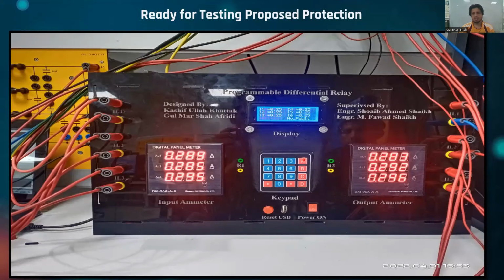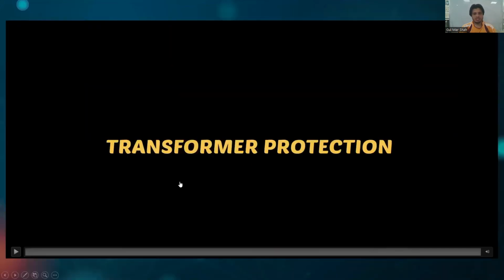The differential relay was ready, and we have tested it, and it showed the results. Here are some tests which we have done with the help of this differential relay. First is transformer protection, which we have designed in the lab, and we have seen its performance. Now let's have a video.